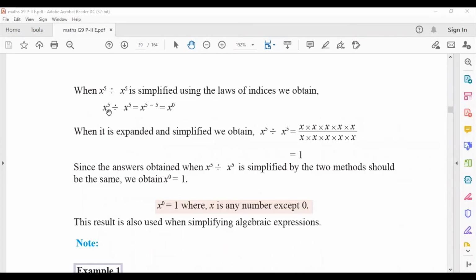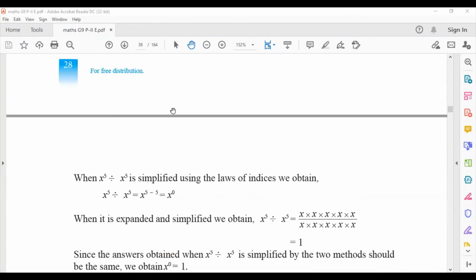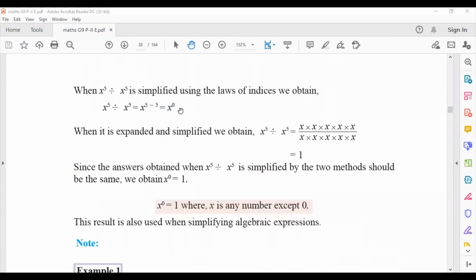X to the power 5 divided by x to the power 5. When dividing same bases, indices should be subtracted. So 5 should be subtracted from 5. 5 minus 5 is 0. Then regarding the 0 index, by applying laws of indices, you get x to the power 0.